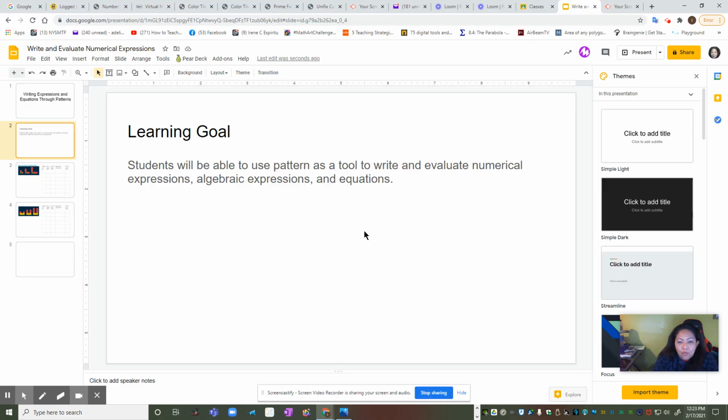You might be wondering why you need to learn all of this. Later on, you will be exposed to functions. And the big idea in function is the concept of change. So here, with the use of pattern, we will be looking at the changes that take place in each stage. And then we're going to use those changes to develop numerical expressions, algebraic expressions, and equations. So let's start.